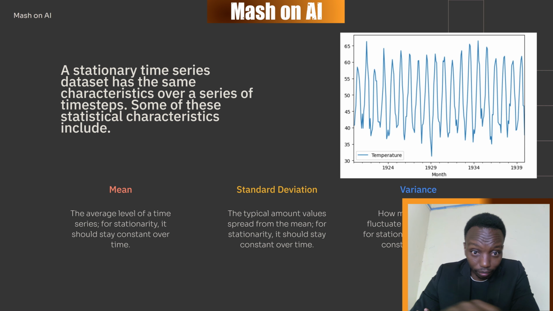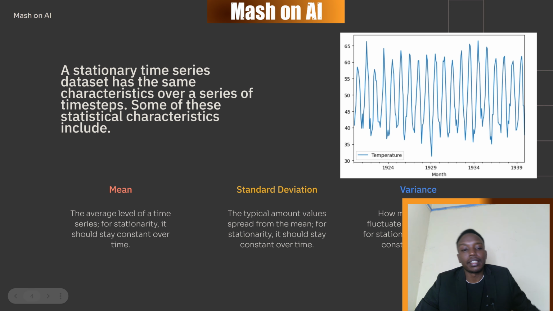So as you can see from this plot, a stationary dataset is stationary. It's not moving, right? It just goes up and down, but it's within the same level. So it has the same mean, which is the average level of a time series dataset. From this dataset, we can see the mean is around 50 because there are points above and points below. So that's where the mean would be.